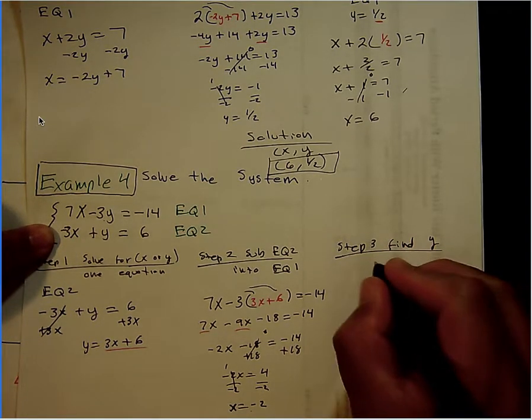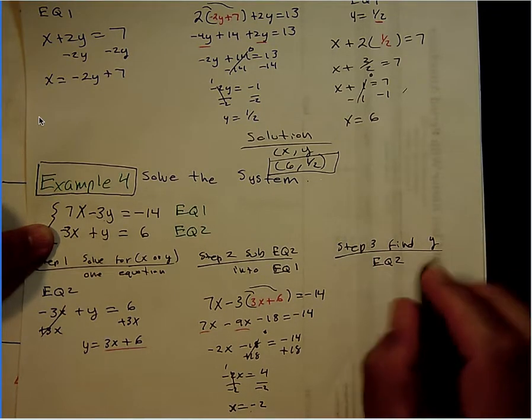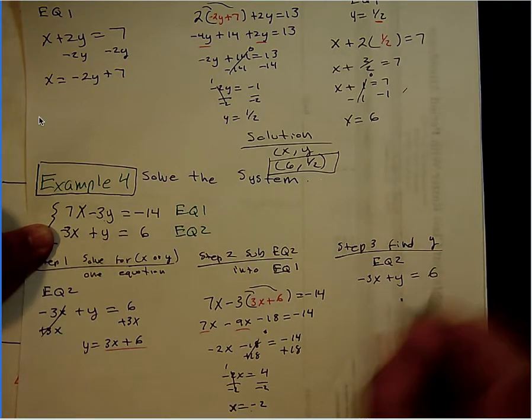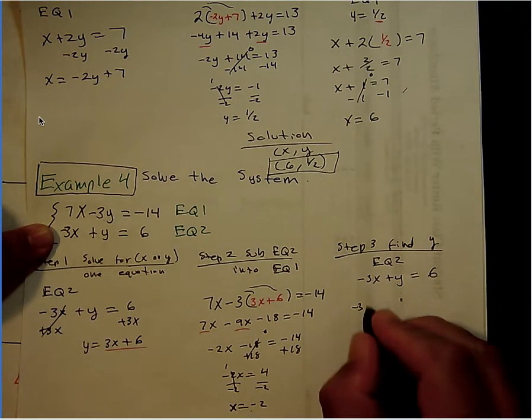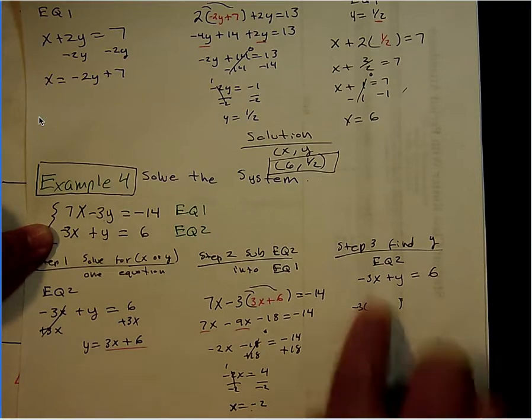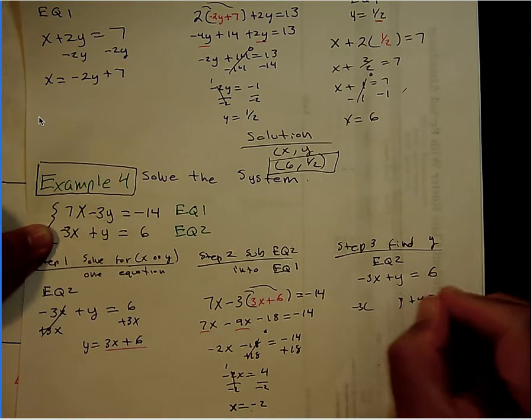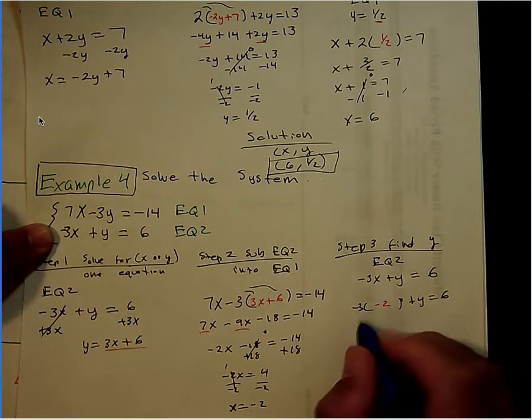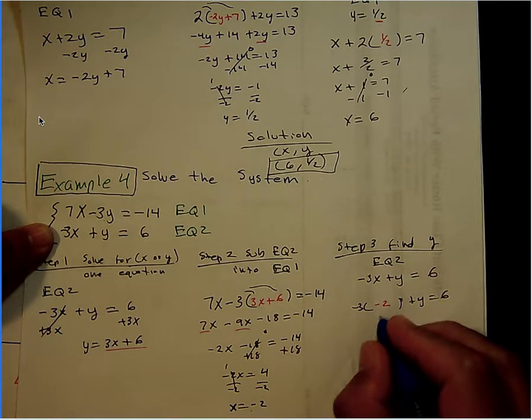So I'm going to use equation 2. Let me write it here again so that you know what's going on. So negative 3, you're going to put parentheses because we're substituting for x, plus y equals 6, and we're going to substitute negative 2 here. So 3 times 2 would be positive 6, both are negative.